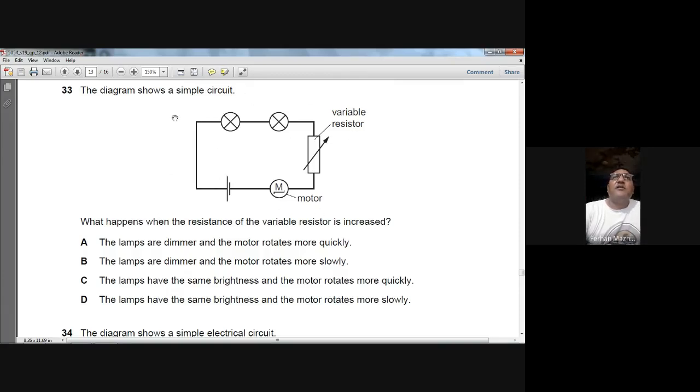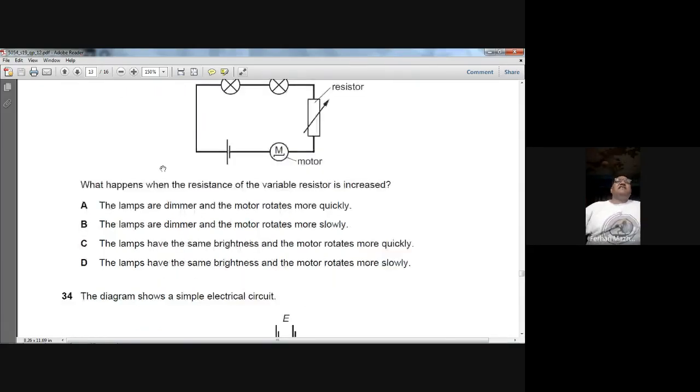The current coming from the battery will decrease. The variable resistor will start taking larger voltage. Whatever voltage it was taking before, now it will take larger voltage. The voltage drop here, here, and here will be less. The amount of current flowing through all of them will be less. So the power here, here, and here will be less. So the lamps will become dimmer and the motor will become slower.